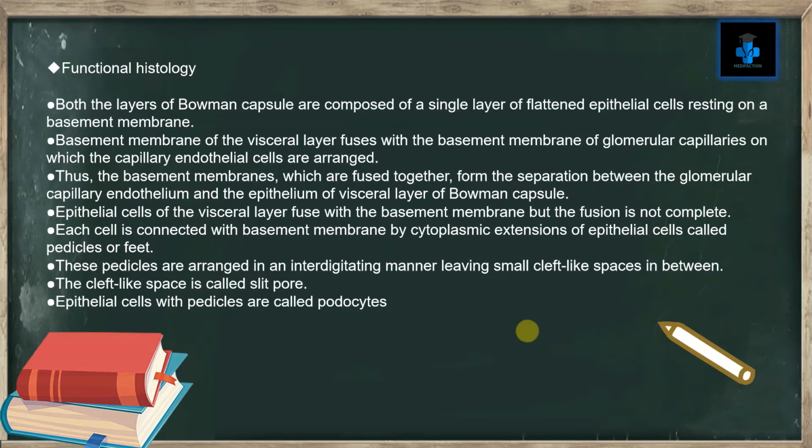Epithelial cells of the visceral layer fuse with the basement membrane, but the fusion is not complete. Each cell is connected with the basement membrane by cytoplasmic extensions of epithelial cells called pedicles or feet. These pedicles are arranged in an interdigitating manner, leaving small cleft-like spaces in between. The cleft-like spaces are called slit pores. Epithelial cells with pedicles are called podocytes.